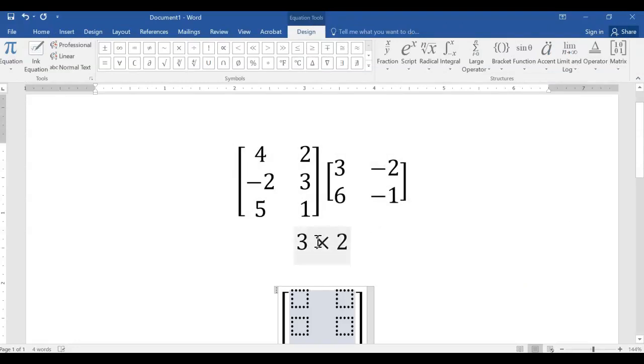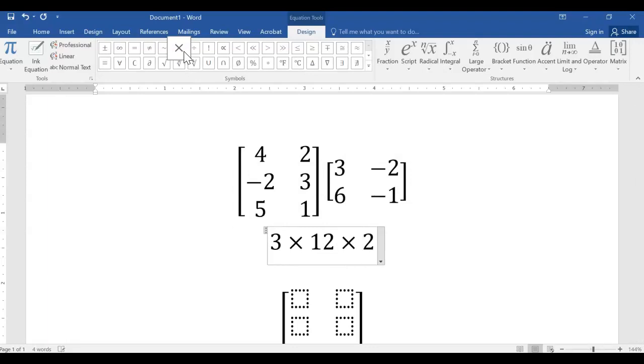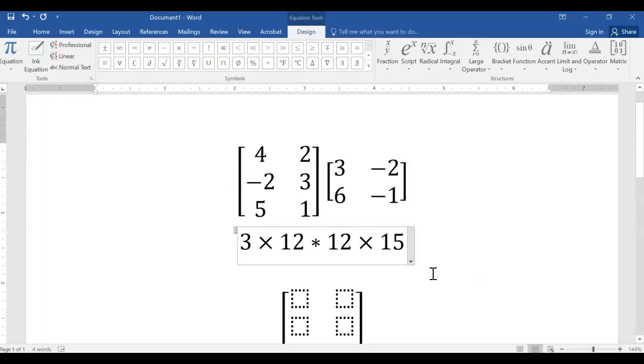And that would work for anything. If we had a 3 by 12 matrix being multiplied by a 12 by 15 matrix, I know my resulting matrix would be 3 by 15. So no matter what numbers you use, you can cancel out those two middle ones and figure out what the dimensions should be of the resulting matrix.